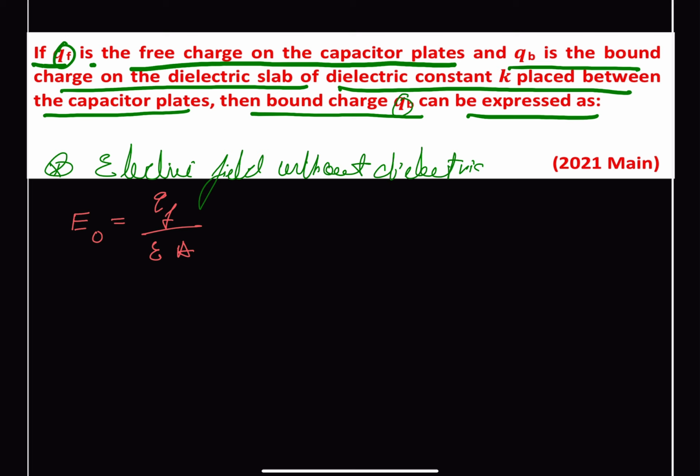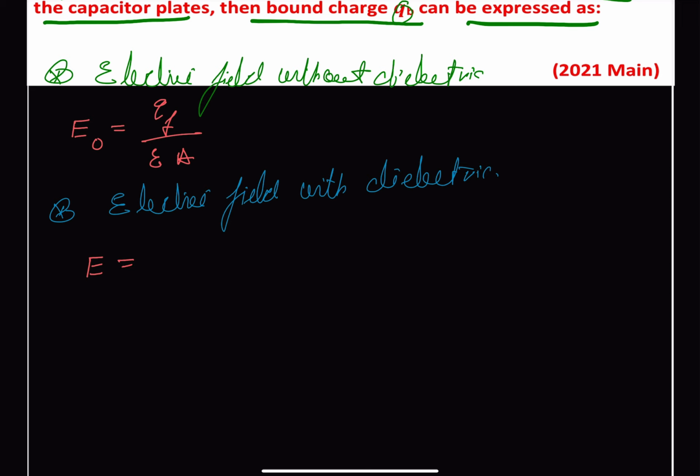Electric field with dielectric. As soon as the dielectric is inserted, we know, let us suppose that electric field is of E. Electric field gets reduced by the amount of the dielectric constant. So we have this E, which we already know will be our QF upon K A epsilon naught.